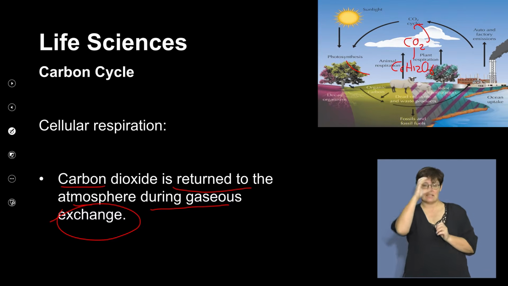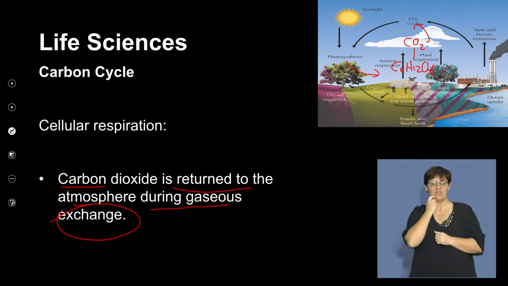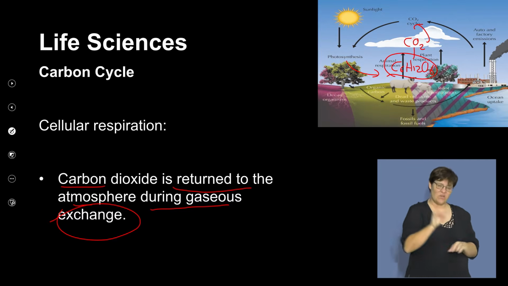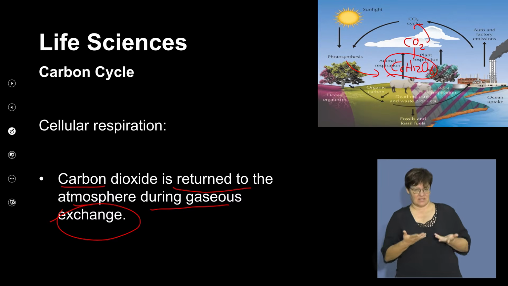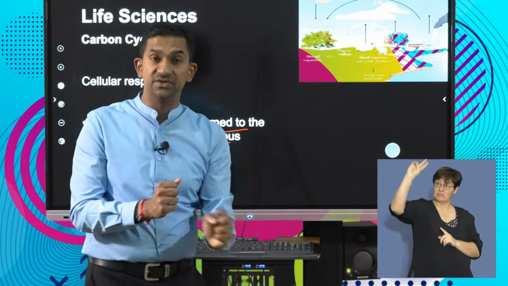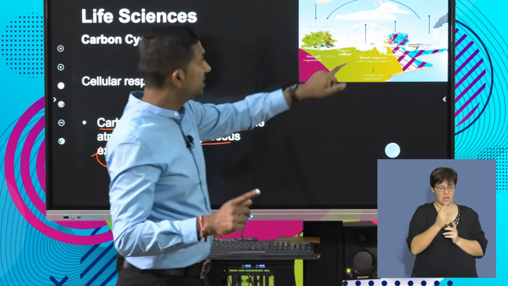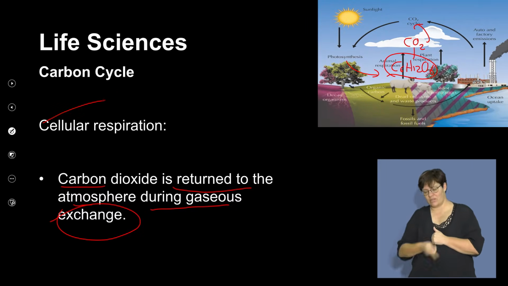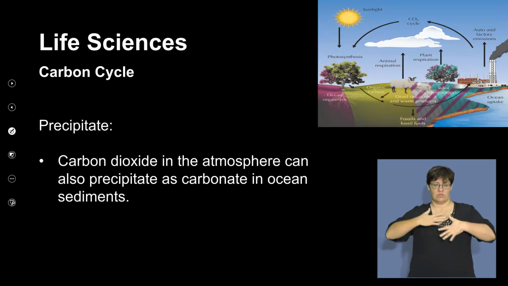So again, we're looking at glucose being produced from these plants, being used by animals and plants for cellular respiration again. So that cycle ensures that the carbon which is captured by the plants during photosynthesis is released as carbon dioxide back into the atmosphere by processes known as cellular respiration.